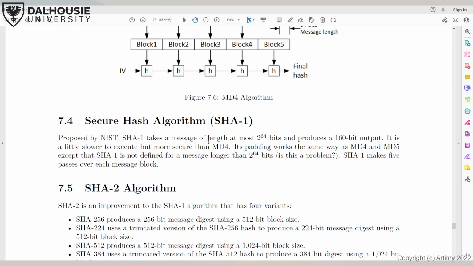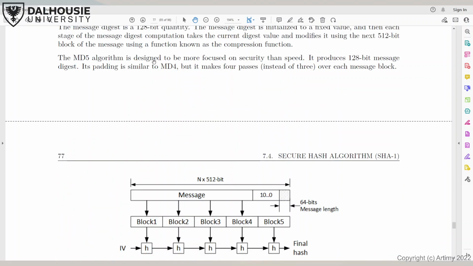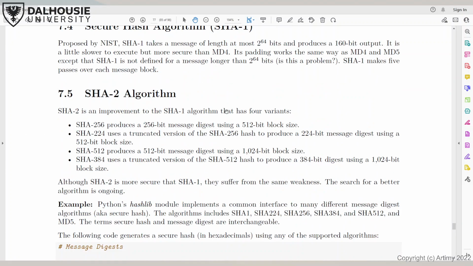But if you look at it, 2 to the power of 64 is not a small message. It's huge, right? You may hash the entire computer RAM if you want to, without even getting near 2 to the power of 64 bits. So even though this is a theoretical limitation, it's not a practical limitation. And in terms of passes, it does five rounds instead of four in MD5.